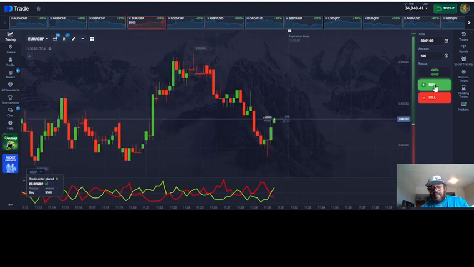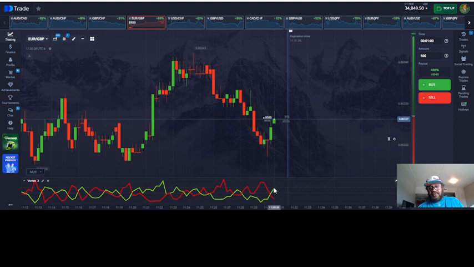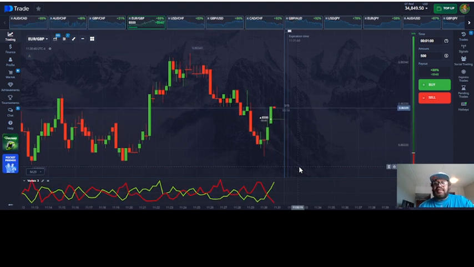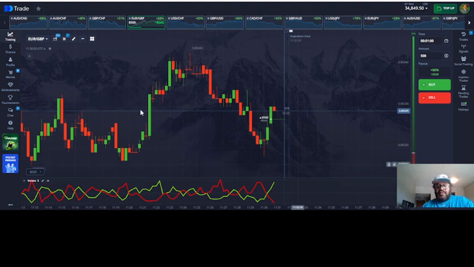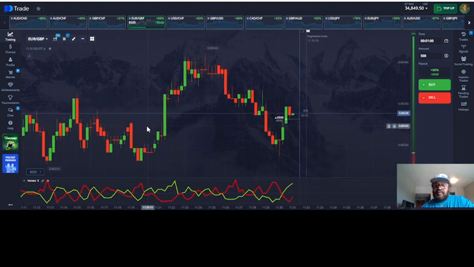Okay, so the cross just occurred here. So I went ahead and took the buy trade here, waited for the cross. So let's monitor this trade and wait for the expiration at the end of the 60 seconds. Like I mentioned previously, we want to look for currency pairs with some decent price action occurring here.